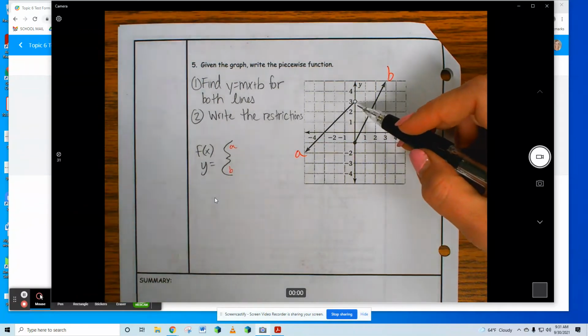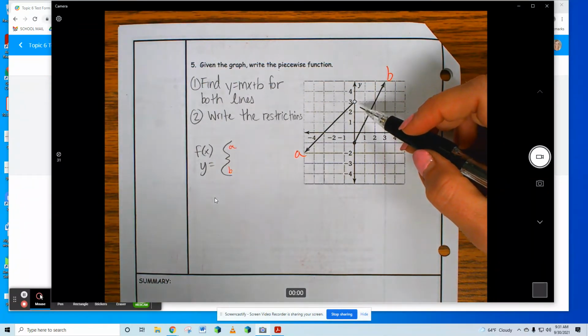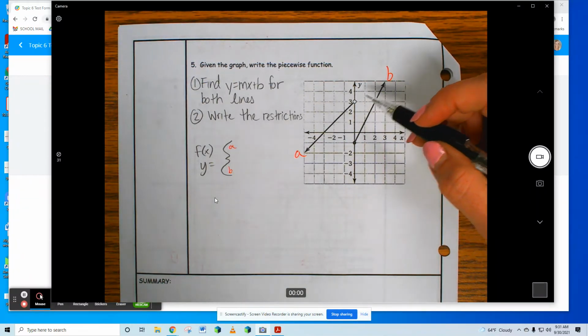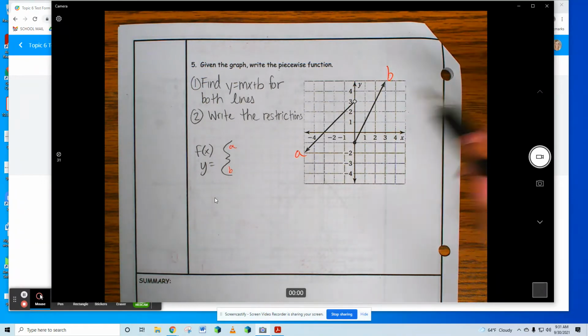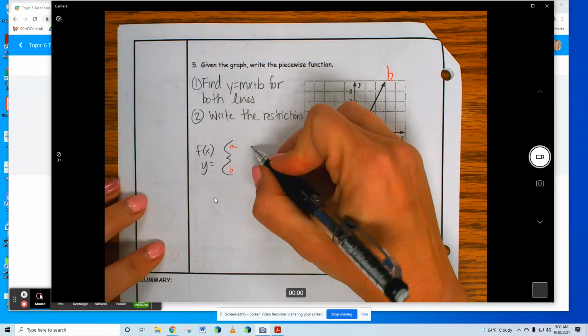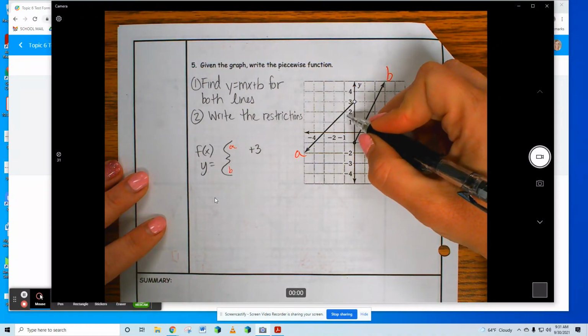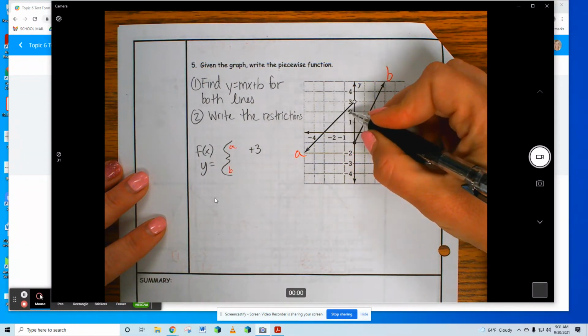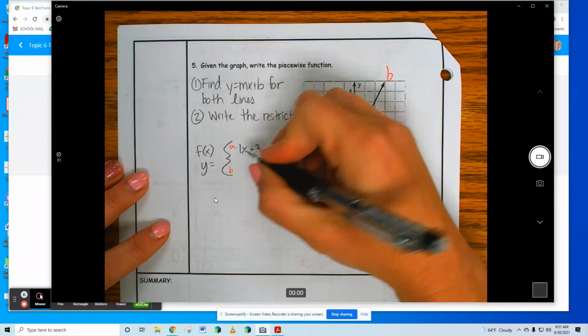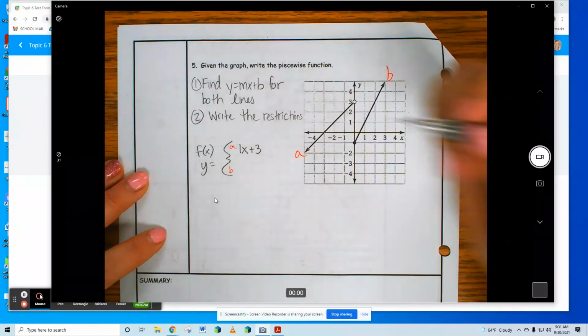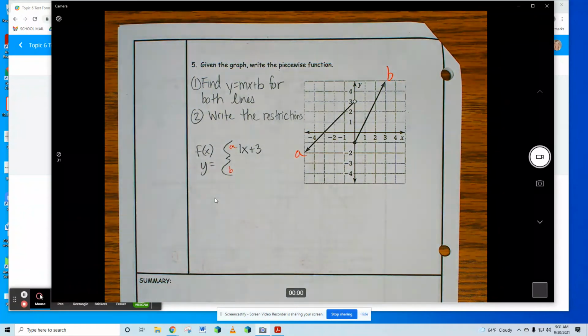What's my y-intercept on my line A that's going uphill? Well, they're both going uphill. 2, 3, 3. So it's something plus 3. What's my slope? Rise over run. What is that? 1x. You don't have to put the 1 if you don't want.